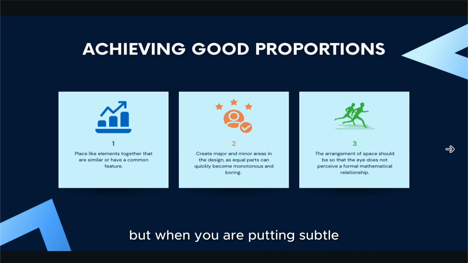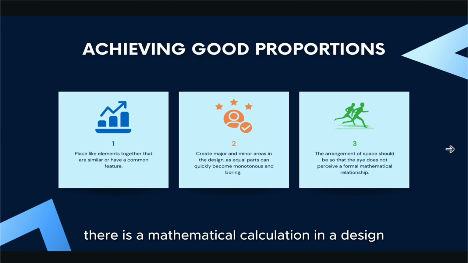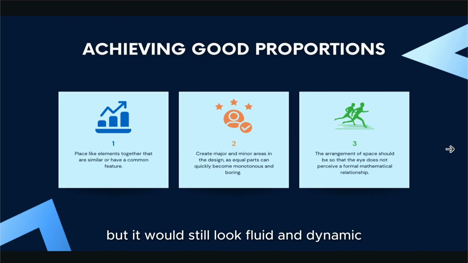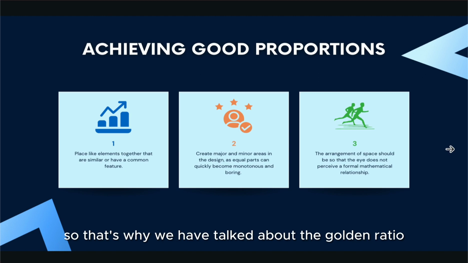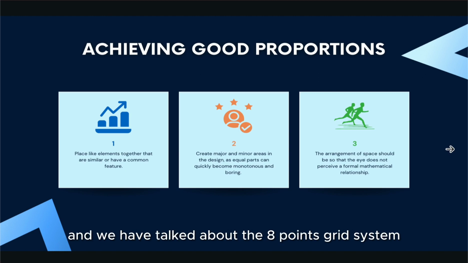But when you are putting subtle divisions, subtle spaces, it's going to look so fluid, it's going to look so dynamic. And when you have a dynamic design, then your work is going to look amazing, it's going to look luxurious. You know that there is a mathematical calculation in a design, but it would still look fluid and dynamic. So that's why we have talked about the golden ratio and we have talked about the 8-point grid system.